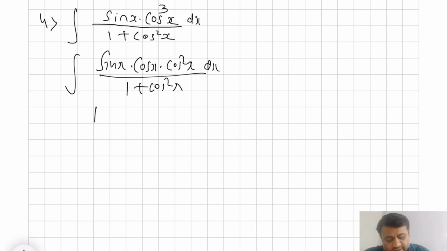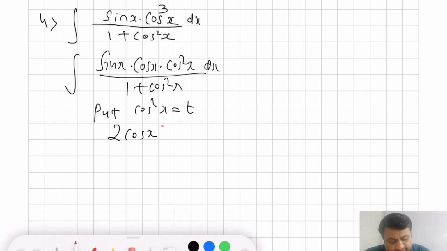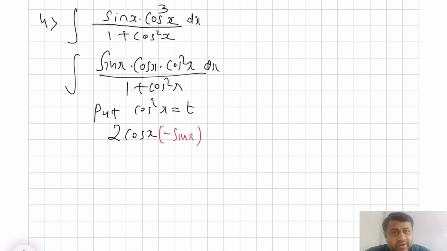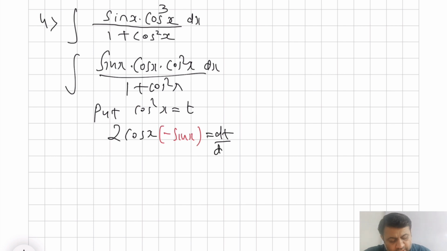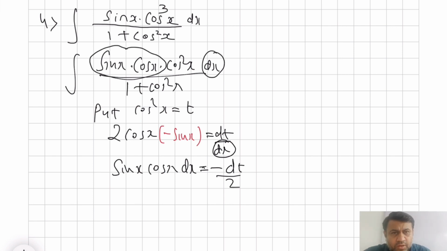Now if I take cos square x as t, and I have to differentiate with respect to x, what is the derivative of cos square x? The derivative of cos square x is 2 cos x, but we have to use the chain rule, so the derivative of cos x I write in the bracket as minus sin x. And now I take the derivative of t, which will be dt by dx. So sin x cos x, and taking dx on the other side, we get sin x cos x dx as minus dt by 2. So the numerator we had, sin x cos x and dx, together I can now write as minus dt by 2.